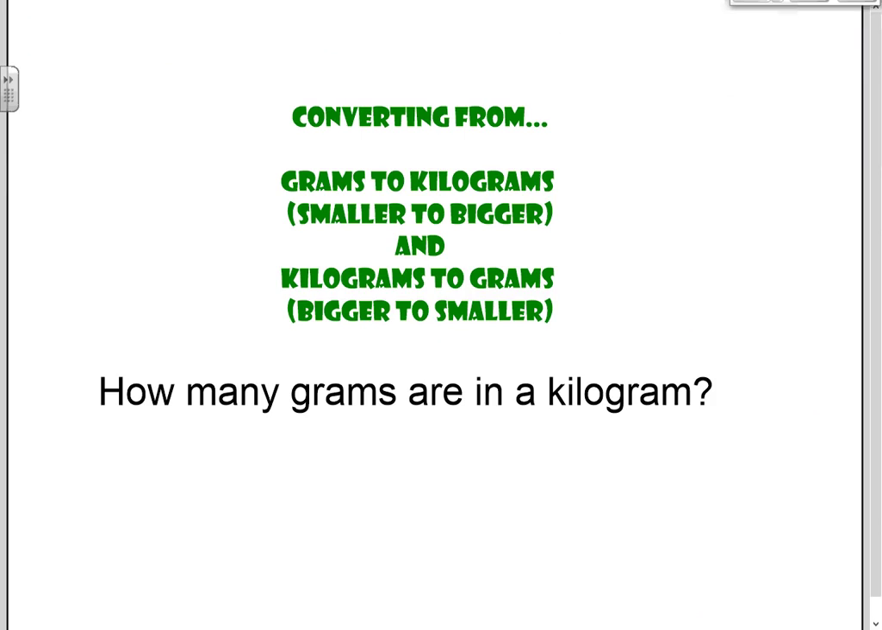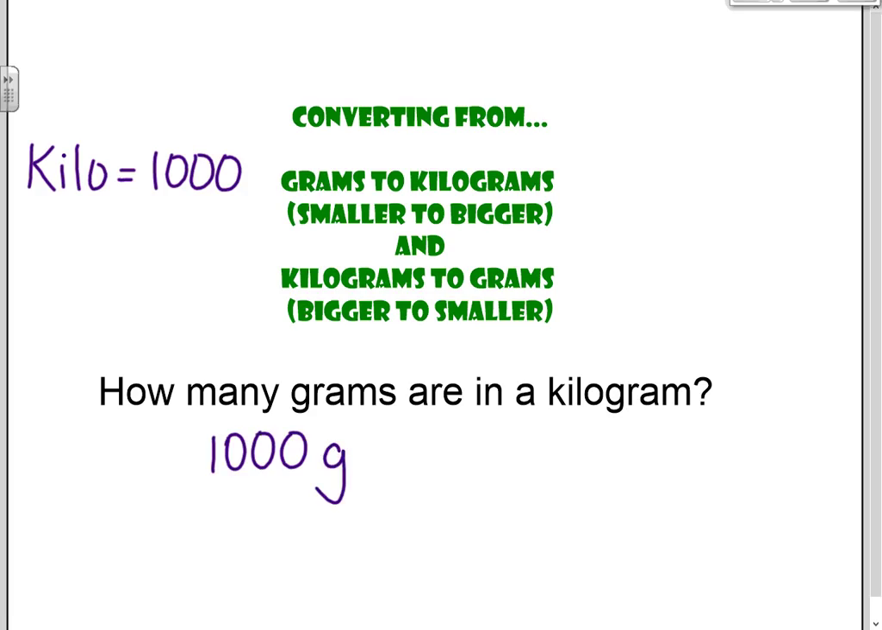Now we're going to convert from grams to kilograms and kilograms to grams. If you remember, the prefix kilo is 1,000. So there are 1,000 grams, we're in the metric system, and that's equal to 1 kilogram. Weight in the metric system is usually done in kilograms. A gram is about the weight of a paperclip.